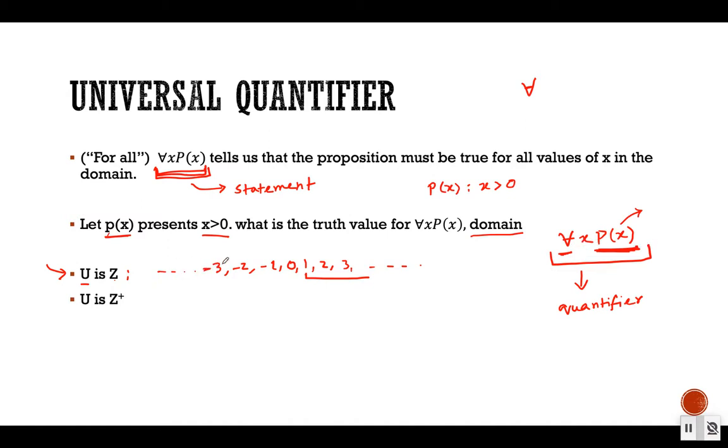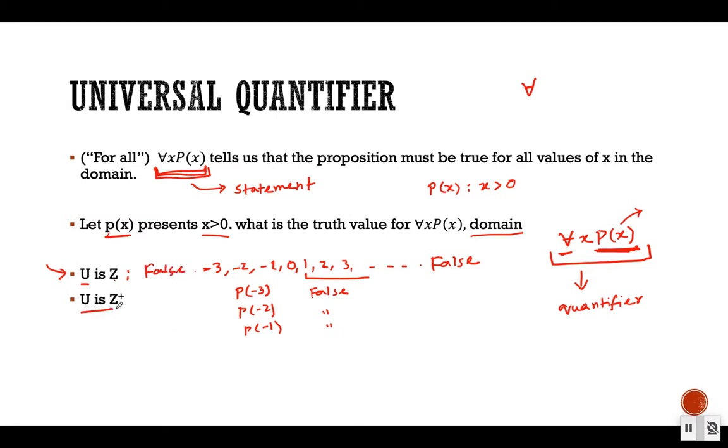We have some values like -3, -2, -1, 0, and we will find that this predicate evaluates to false. We can test that P(-3) is false, P(-2) is false, P(-1) is false. So it is not the case that for every x in the domain of integers P(x) is true. That means in this domain our statement is false.